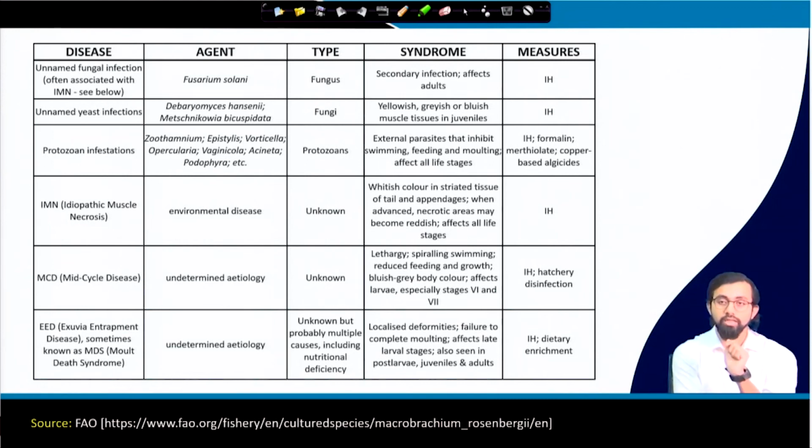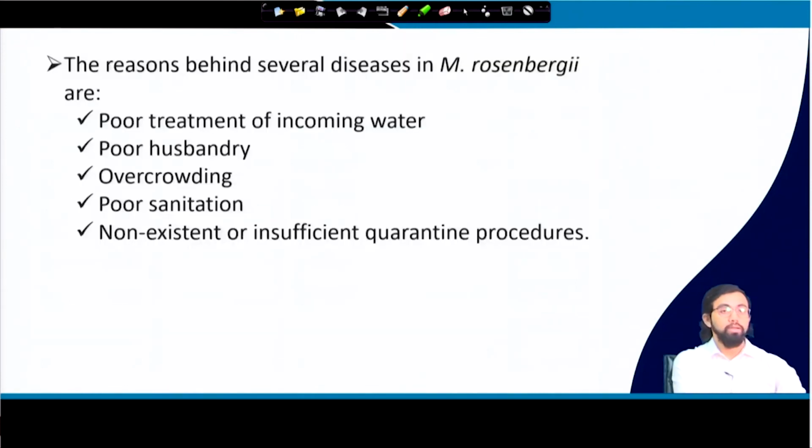There are different suggestions or different expressions by the researchers, and they say simply we should go for the hatchery disinfection and the dietary enrichment, or the improvement in the hatchery, improvement in the husbandry. So that's one of the major correcting mechanisms that you can go for before this kind of disease elimination.